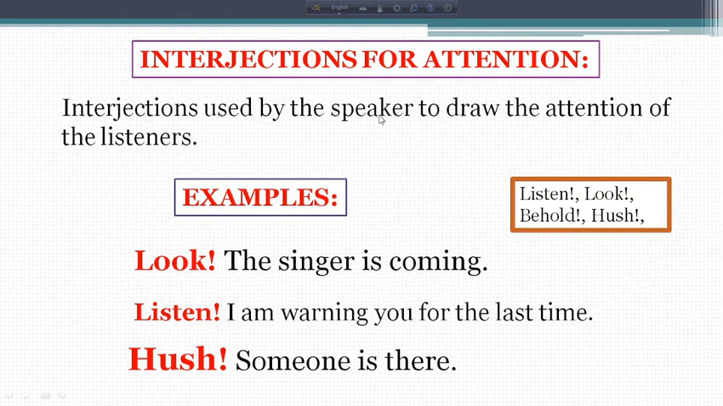Interjections for attention. Interjections used by the speaker to draw the attention of the listener. Listen, look, behold, hush are interjections for attention. Examples: Look, the singer is coming. Listen, I am warning you for the last time. Hush, someone is there. These words, look, listen, hush, draw the attention of the listener.